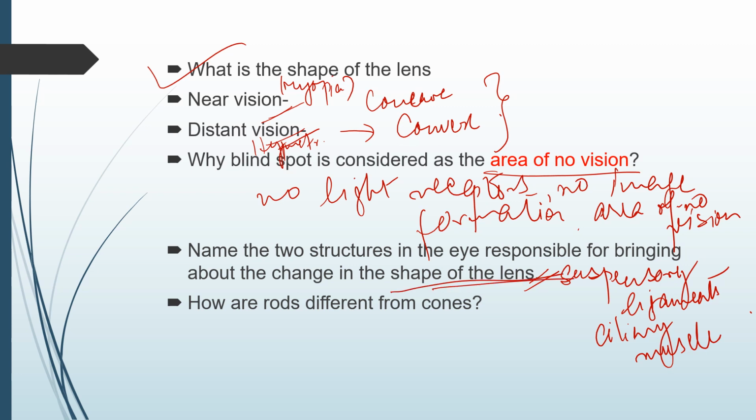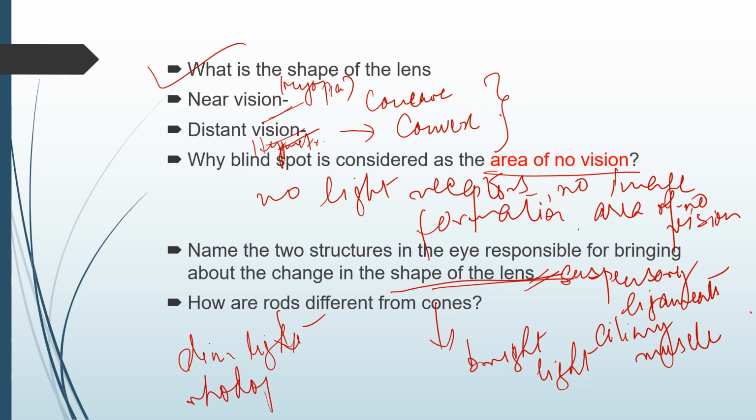How are rods different from cones? Rods contain the pigment rhodopsin and cones contain the pigment iodopsin. Depending on the pigment, rod cells are sensitive to dim light, whereas cone cells are sensitive to bright light. So rods have a pigment called rhodopsin and cones have a pigment called iodopsin.